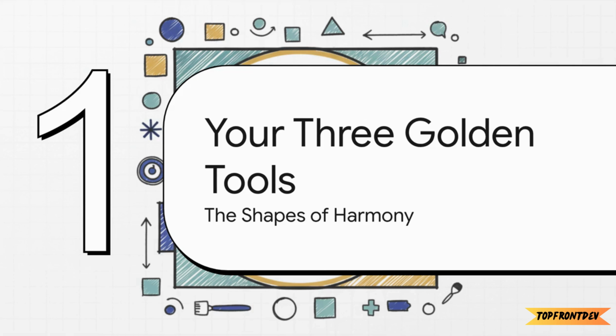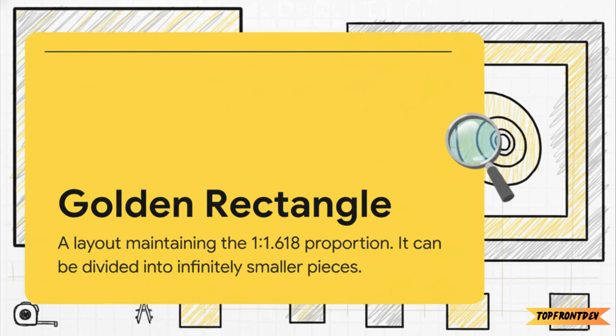Okay, so the history is cool and all, but how do we actually use this thing, right? That's what matters. Well, the golden ratio gives us 3 practical tools, 3 shapes of harmony that you can start applying to your work, like today. Let's break them down. First up, we've got the golden rectangle. This is your foundation, your ground zero. It's just a rectangle with that 1 to 1.618 proportion.